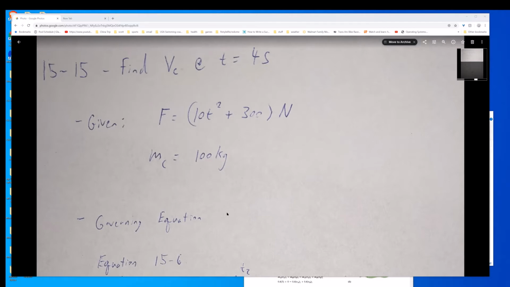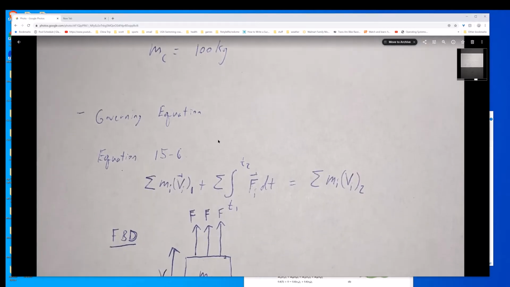The governing equation is the linear impulse and momentum equation, and this is for a system of particles. So this is the summation of the linear momentum for all of the particles, the masses and the velocities of all the particles, and here are the impulses acting on those. And here is the final momentum, the summation of the masses of the particles times their velocities. So this is the equation.